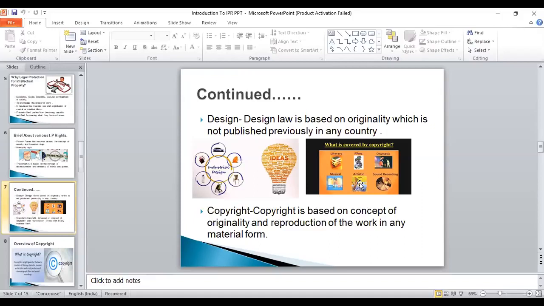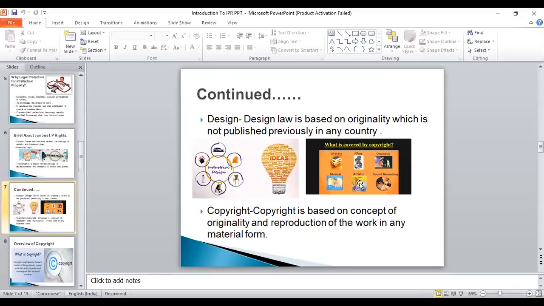And we have already studied why registration of design is important. Registration of design is important so that, if I have created a design of a jewelry box, it should not be exploited by somebody else. So we need to have registration of design also.